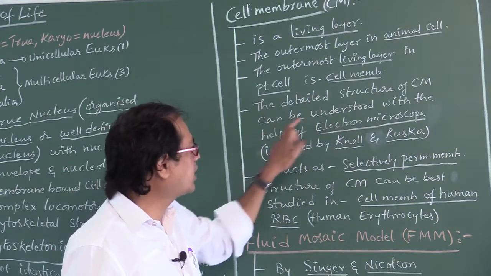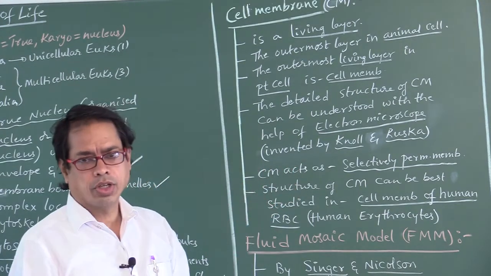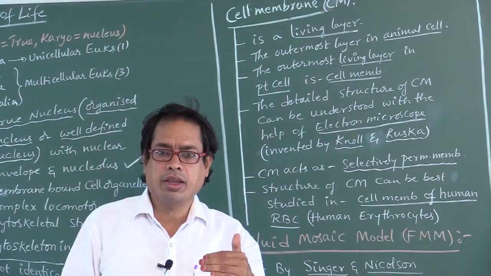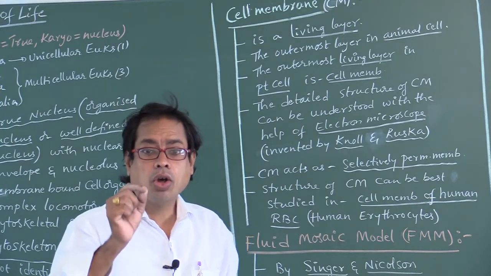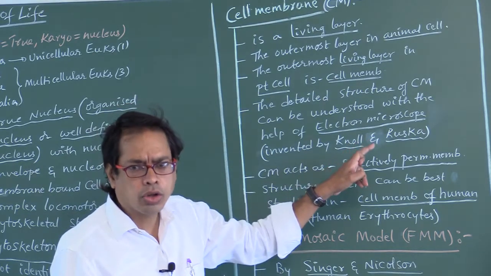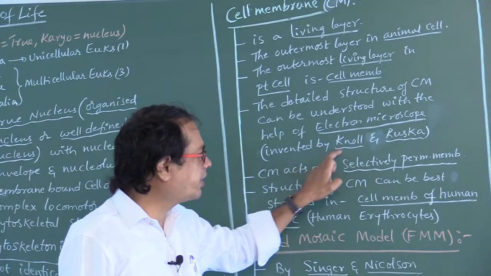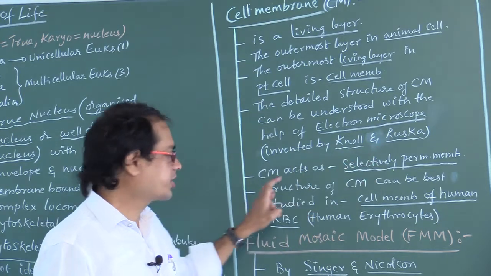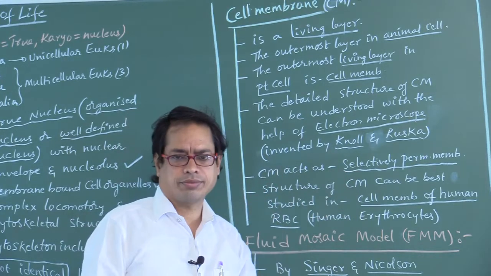The detailed structure of cell membrane or plasma membrane can be well understood with the help of a microscope called electron microscope. Don't say compound microscope. That electron microscope was invented by Knoll and Ruska.